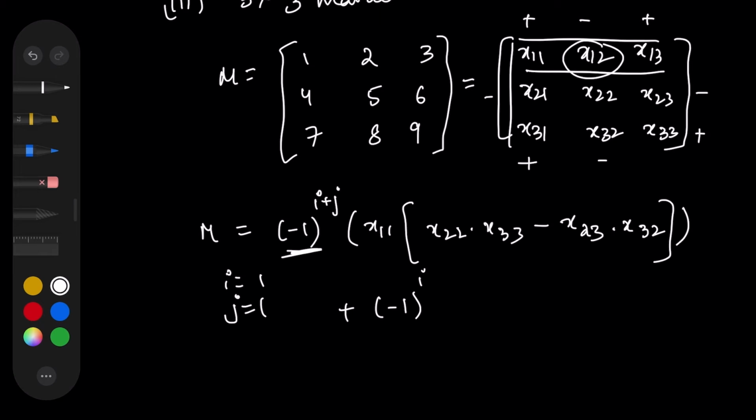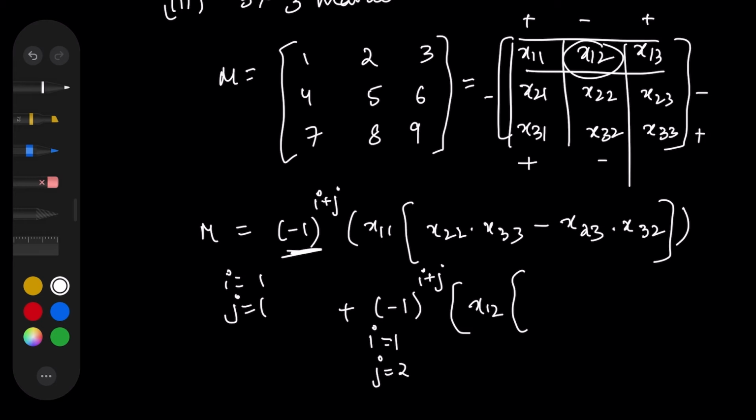Similarly, now we wanted to find it for the x12 element, right? So minus 1 to the power i plus j. Here i is equal to 1 and j is equal to 2, and we have to multiply it with this element x12 and find the cofactor of x12. For that you'll have to ignore the first row and the first column, and the leftover matrix will give you the cofactor matrix. So it is equal to x21 into x33 minus x31 into x23, right?